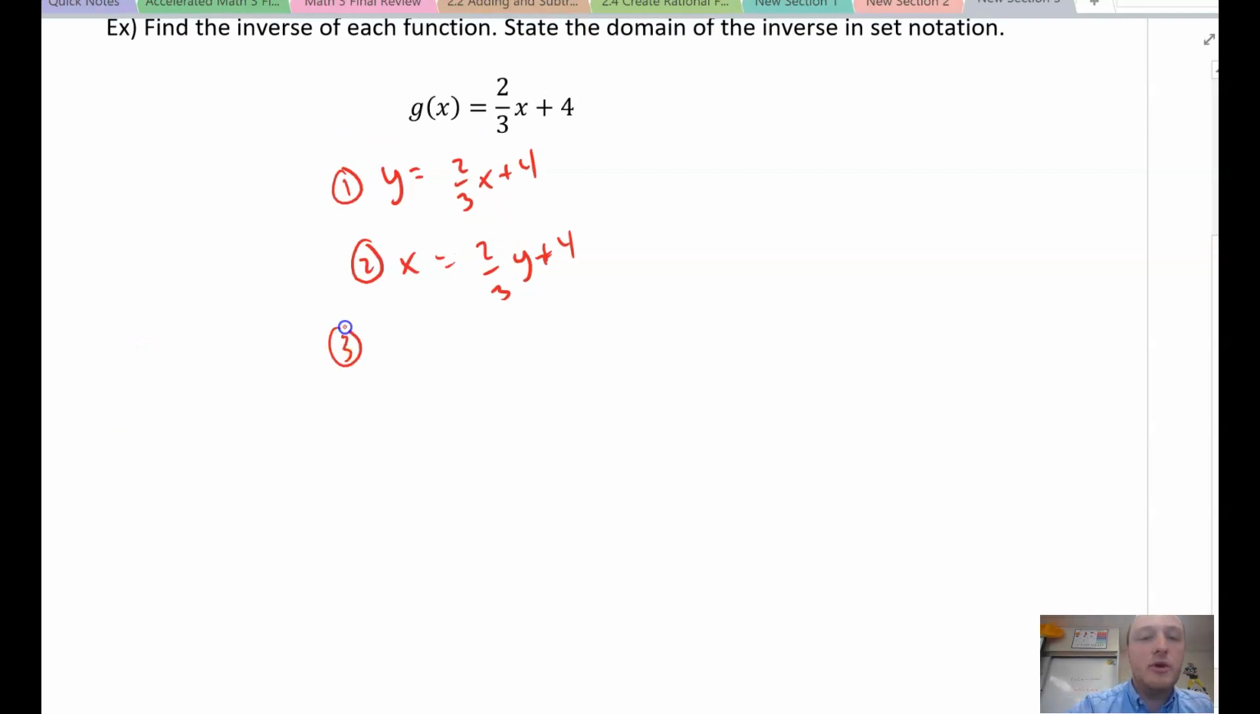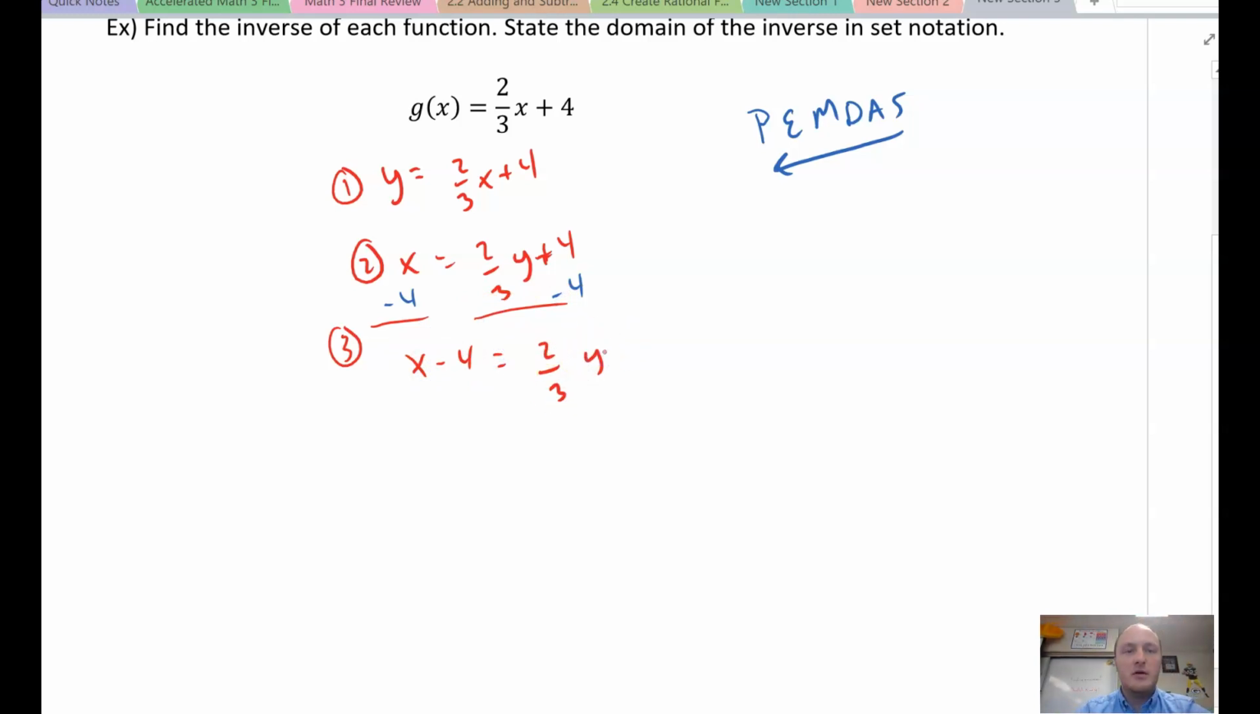Step 3, now we want to solve for y. If you ever get stuck here, if you ever forget how to isolate y, you're doing order of operations in reverse order. So we're going to undo addition, subtraction. So we get x minus 4 is equal to 2/3 y. Now I want to isolate my y. So we'll multiply both sides by the reciprocal of the fraction. That's how you cancel fractions, right? I'm undoing division, so I multiply. I'm undoing multiplication, so I divide.